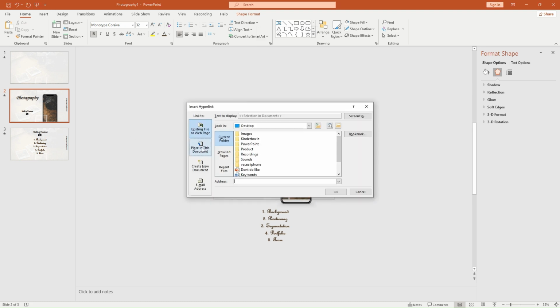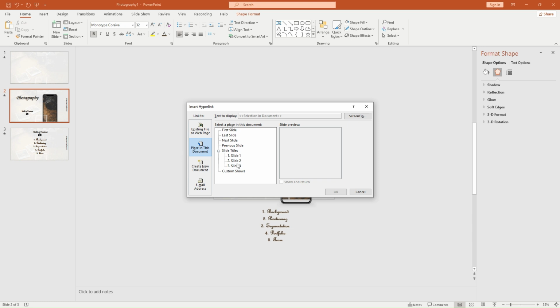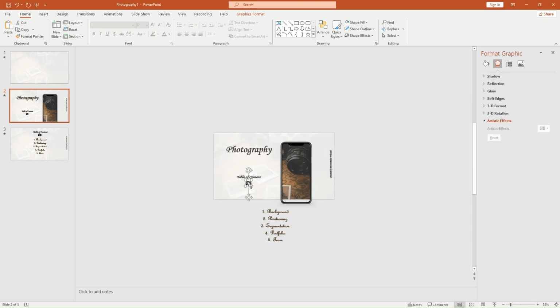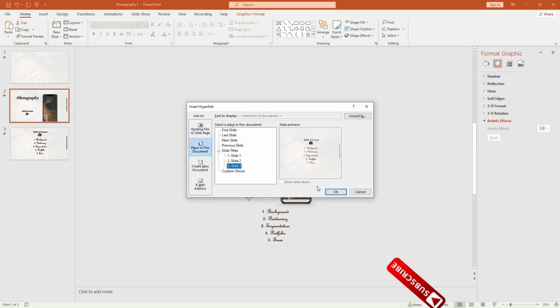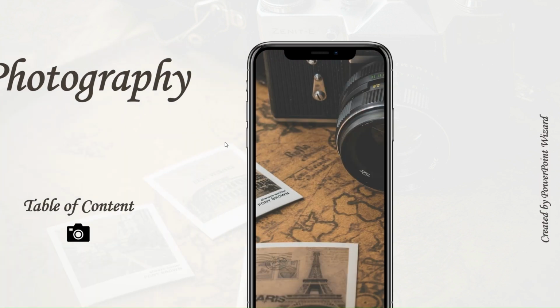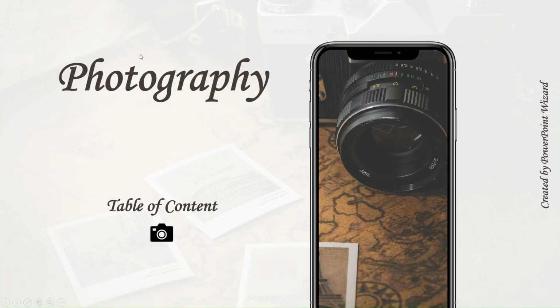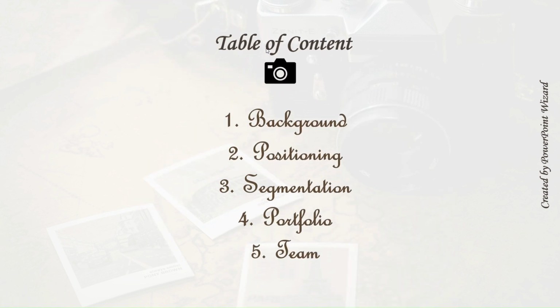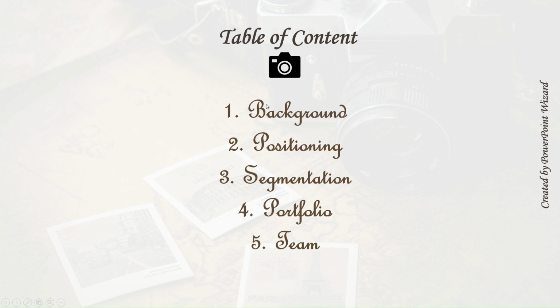So we go into hyperlink, search for place in this document, and we need slide number 3. And the same we select for the icon, slide number 3. So let's check what we have now. So first slide, it will bring our frame with this. Then you see that once you hover over table of content, or the icon, you're allowed to click. By clicking it, you move straight to the table of content and those 5 items.